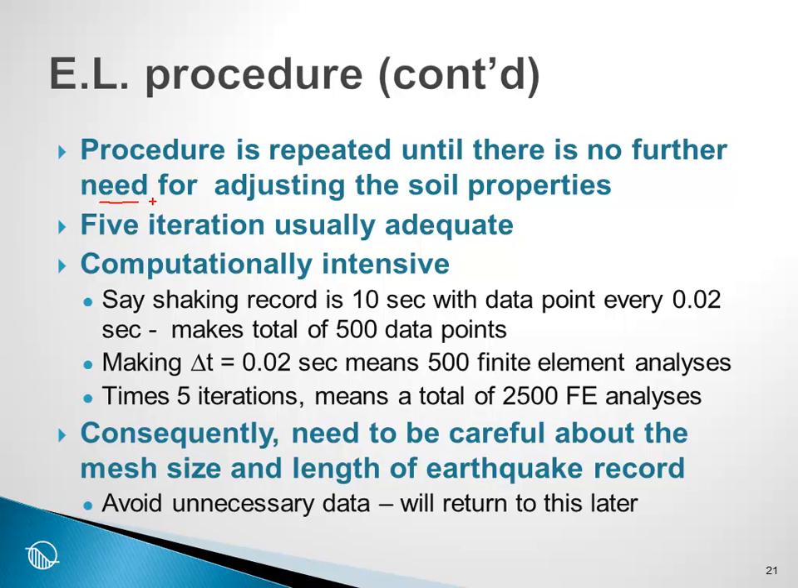Say, for example, that the shaking record is 10 seconds with data points every 2/100th of a second. This makes a total of 500 data points, and with a delta t, or a time step, of 2/100th of a second, this means we need to do 500 element analyses for each time we go through the earthquake record. So with 5 iterations, this means that we are doing a total of 2,500 finite element analyses.